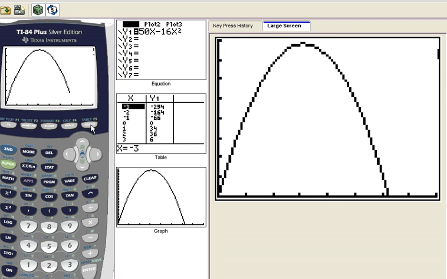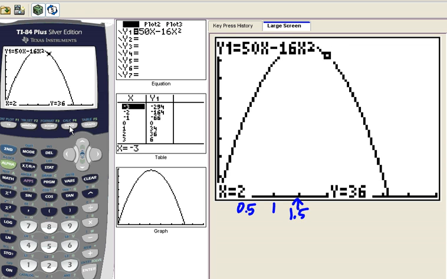And just to get a couple values here, it looks like the maximum is somewhere around, remember these are 0.5 seconds, so this is 0.5, this is 1, this is 1.5. So somewhere around 1.5 seconds is the maximum. I'm just doing this to help me sketch my graph. If I trace this and then enter 1.5 on my keypad, I'll get really close to the top. You could still move it maybe a little bit more, but it looks like the maximum is somewhere around 39 feet.